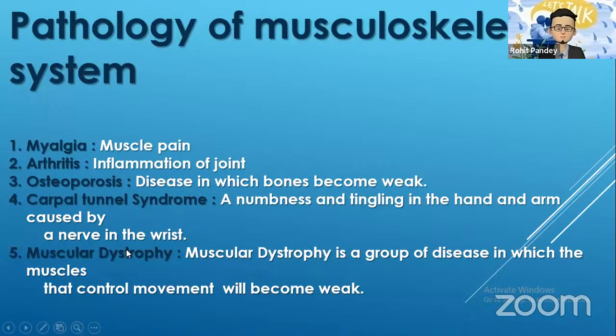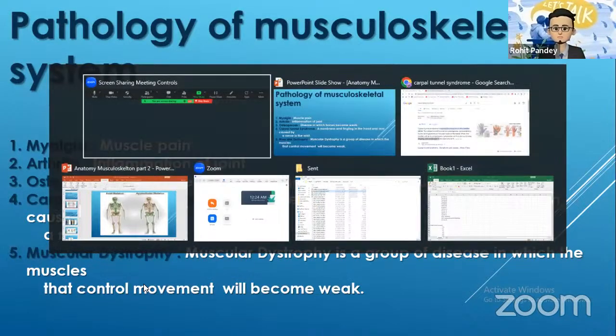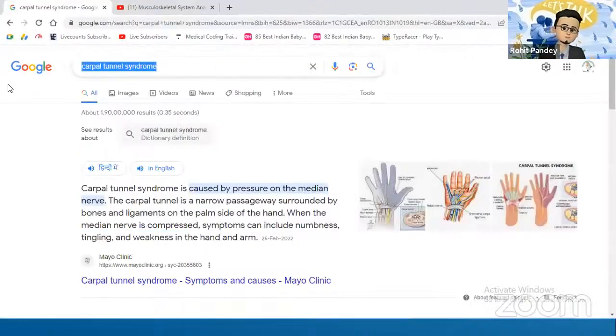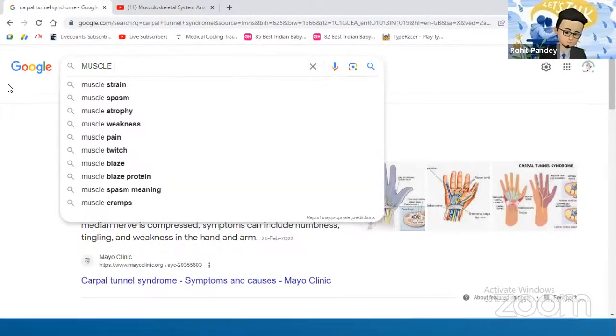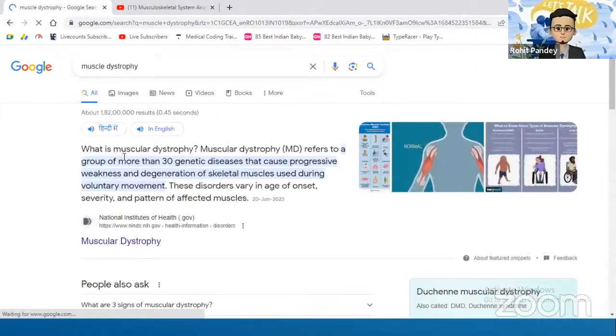Okay, muscle dystrophy, just look at that also. What is muscular dystrophy? Muscular dystrophy refers to a group of more than 30 genetic diseases that cause progressive weakness and degeneration of skeletal muscle used during voluntary movement. These disorders vary in age of onset, severity, and pattern of affected muscles.